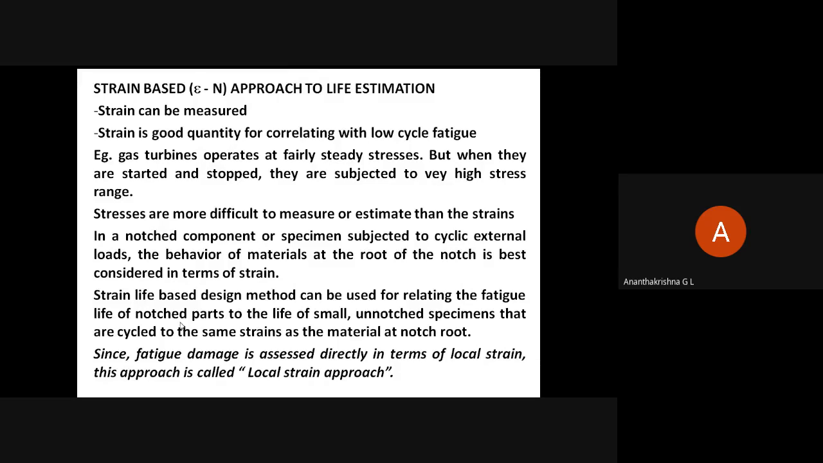Are you there? Could you get it now? Yes, sir. The only thing is, at the root of the notch, we are going to measure the strain. That will give us fatigue damage directly in terms of local strain, that is strain at the notch. This approach is called the local strain approach. Note down this last sentence, which is in italics. Please note down this sentence.